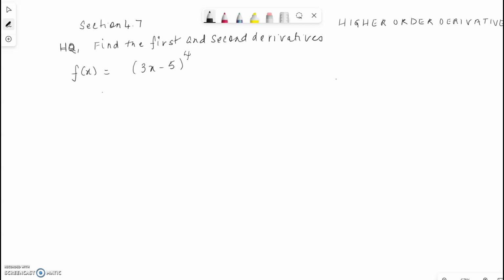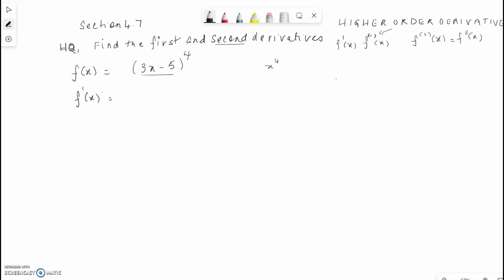So here we are going to find the first derivative and the second derivative. The second derivative is a higher order derivative. The first derivative is f prime of x, which can also be written as f1 in parentheses of x, which says it is the first derivative, and the second derivative can be written as f in parentheses 2 of x or f double prime of x.